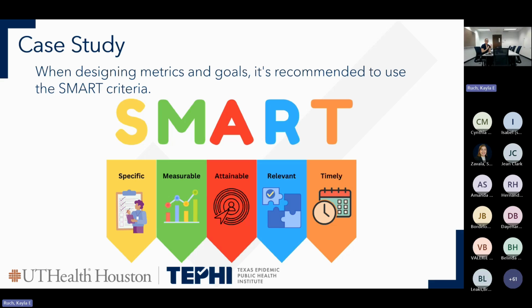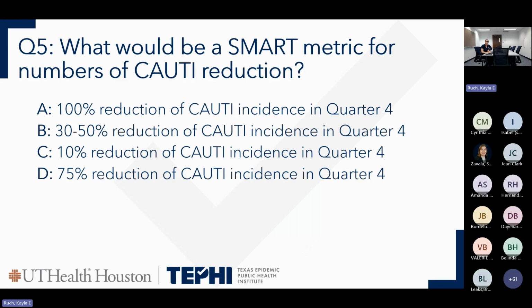So making sure that this is a specific, measurable thing that you're wanting to do, it's realistic or attainable, it's relevant, since it's impacting the organization and many people in the organization, and timely, that you're assessing this in a timely manner. So what would be a SMART metric for the number of CAUTI reductions?